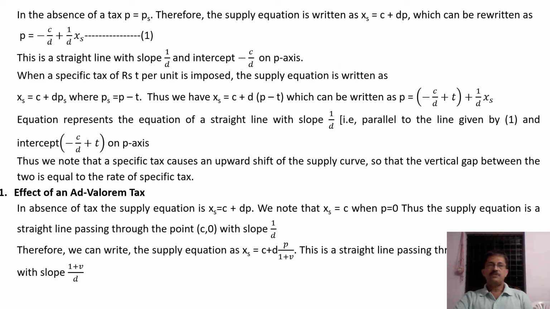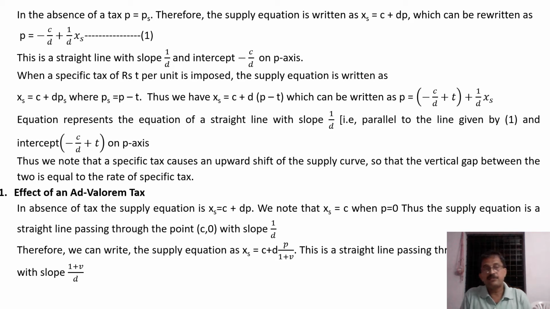In the absence of a tax, P is equal to PS. Therefore, the supply equation is written as XS is equal to C plus DP, which can be rewritten as P is equal to minus C by D plus 1 by D XS. This is a straight line with the slope 1 by D and intercept minus C by D on P axis.